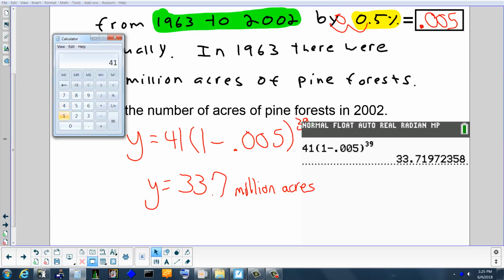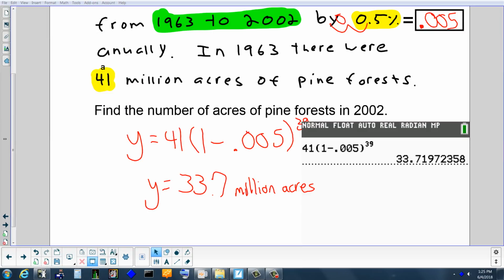How much like that? How many acres would you have? So over that amount of time, in 39 years, they've lost 7.3 million acres. That's a rough life.